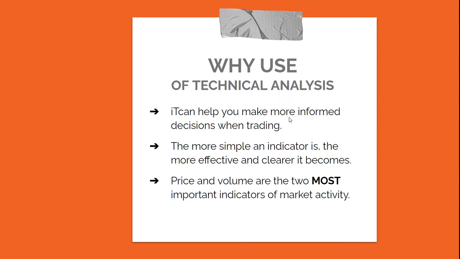So price and volume are the two most important indicators of market activity. The price of the coin and the volume that is in the public domain are the most important indicators of market activity. So you have to know the price of the coin and the overall volume of the coin for you to have a good technical analysis to make an informed decision.